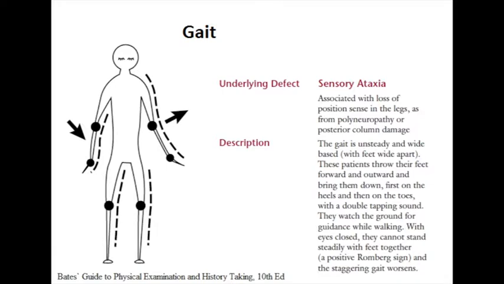Sensory ataxia, associated with loss of position sense in the legs, as from polyneuropathy or posterior column damage. Description: the gait is unsteady and wide-based. These patients throw their feet forward and outward and bring them down, first on the heels and then on the toes, with a double tapping sound. They watch the ground for guidance while walking. With eyes closed, they cannot stand steadily with feet together, and the staggering gait worsens.